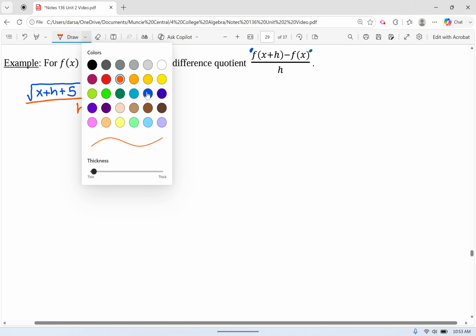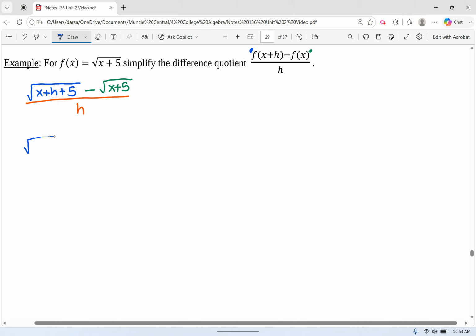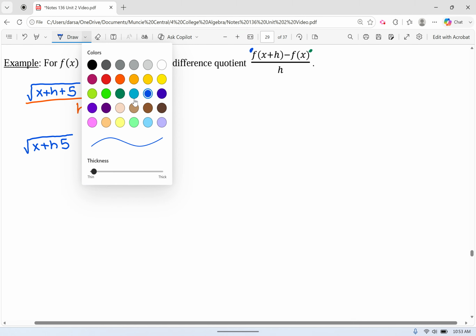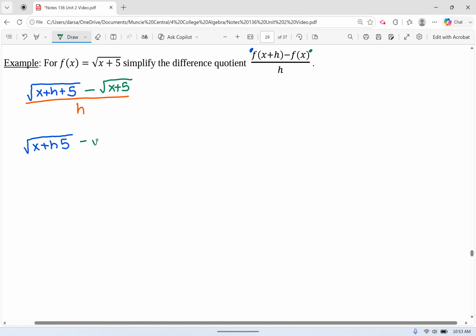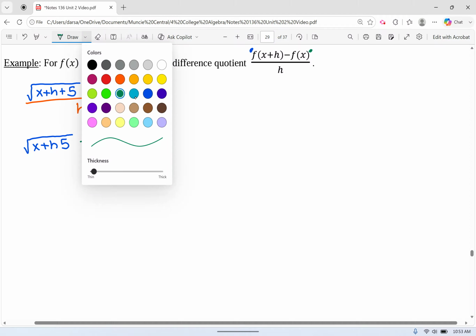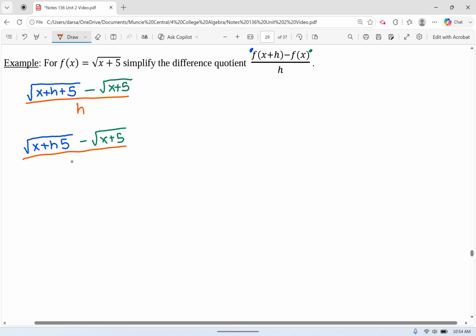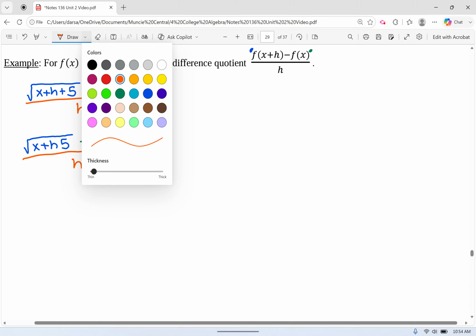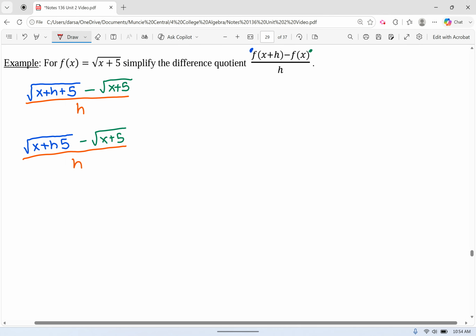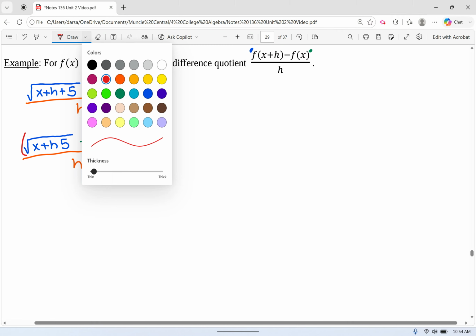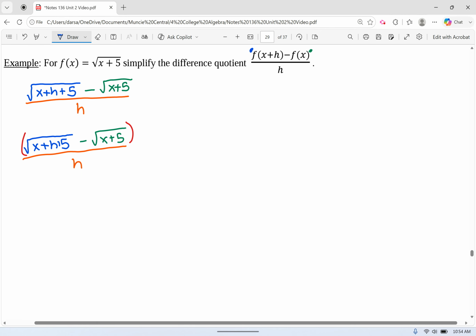Now, this one is quite tricky to simplify. So I'm going to recopy what we have here so that you can see how we're going to simplify this. We're going to simplify it by doing something called multiplying by the conjugate. What is the conjugate of a binomial? The conjugate of a binomial means take the thing that you have. In this case, we're going to take the square root of x plus h plus 5, minus the square root of x plus 5.